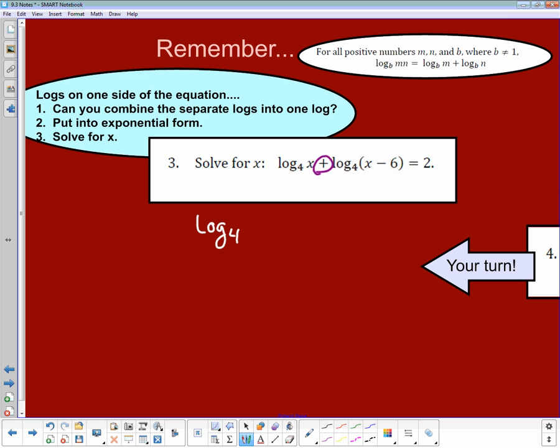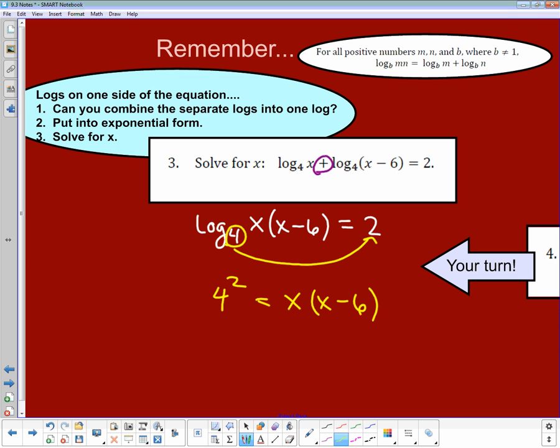So I have the log base 4 of x times x minus 6. So I can take the two logs and multiply them together because they've been split apart and added. Now I know that I have one log, it's base 4. I have 4 raised to the second power, and it's equal to x times x minus 6. Well, that I can solve. So then I simplify everything I can here. 16 is equal to x squared minus 6x.